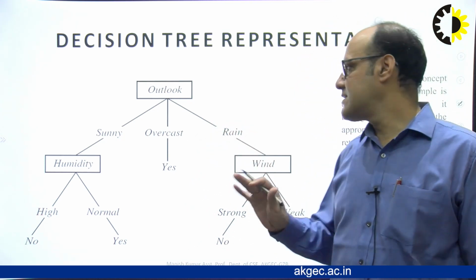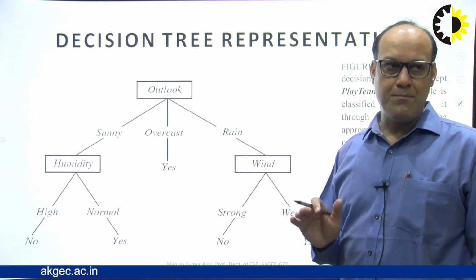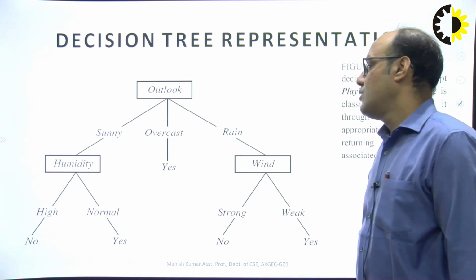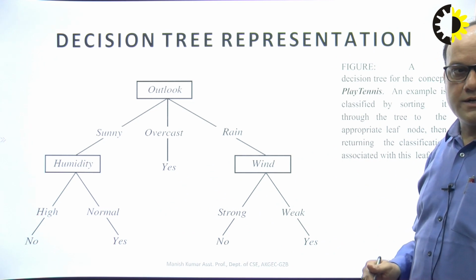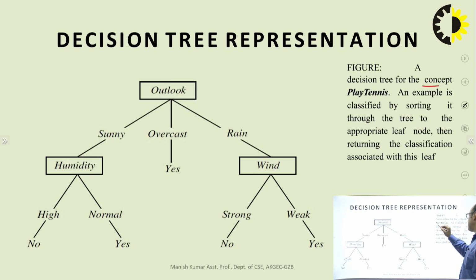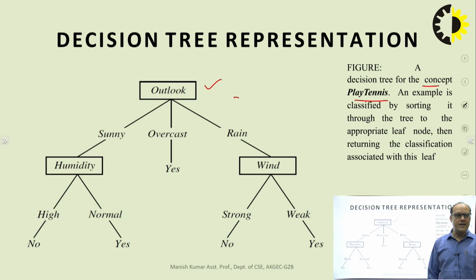I have taken a famous example, where a number of examples are given, and the data set consists of some attributes. This is what a decision tree looks like. I have shown the decision tree for the concept play tennis, and the concept is whether I can play tennis on weekends. Some attributes are given, and on the basis of those attributes we will decide whether we can play tennis or not. You can see that outlook is the best classifier, which we have chosen on the basis of some algorithm.